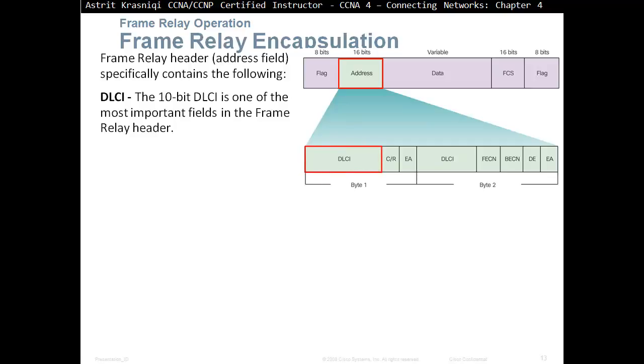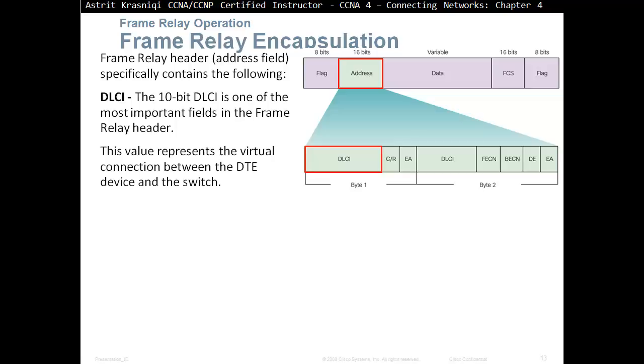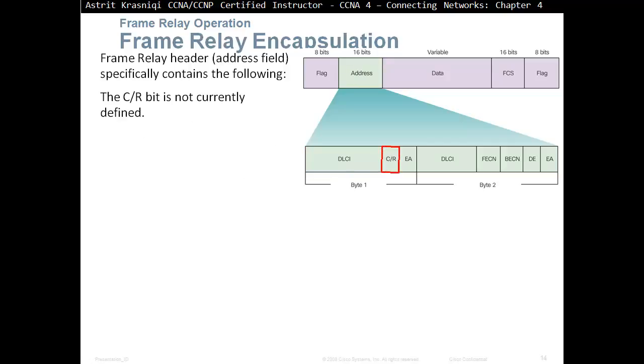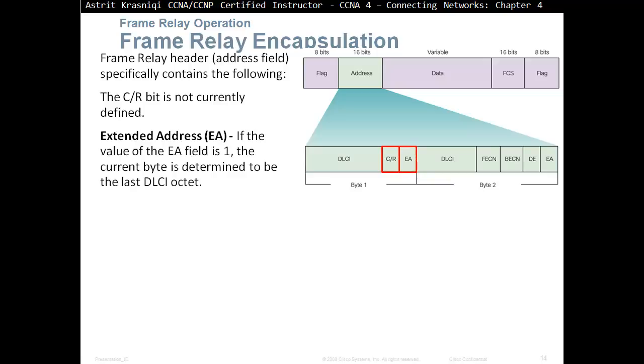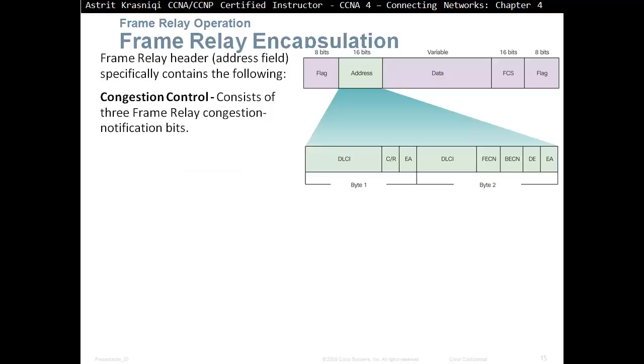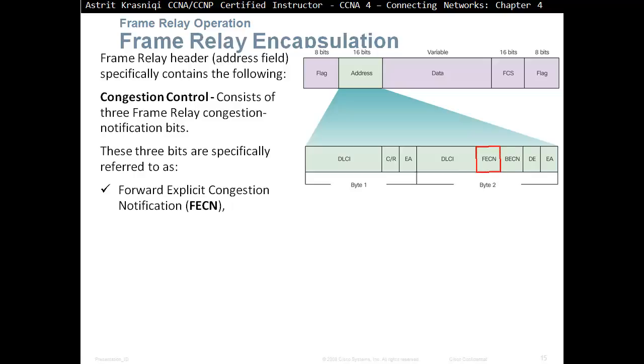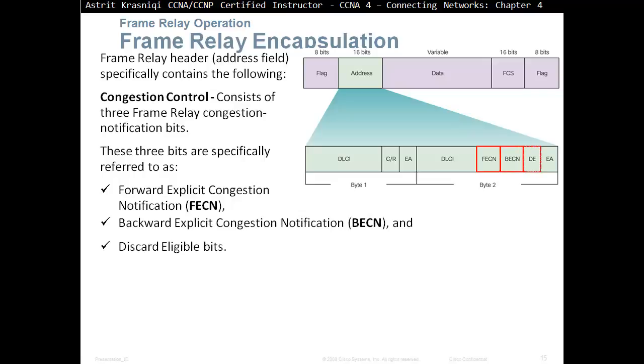We have the DLCI. This is a 10-bit field, one of the most important fields in the frame relay header. This value represents the virtual connection between the DTE device and the switch. Then we have the CR bit that is not currently defined. EA, extended address. If the value of the EA field is 1, the current byte is determined to be the last DLCI octet. Then we have congestion control, which consists of 3 frame relay congestion notification bits. These 3 bits are specifically referred to as forward explicit congestion notification, backward explicit congestion notification, and discard eligible.